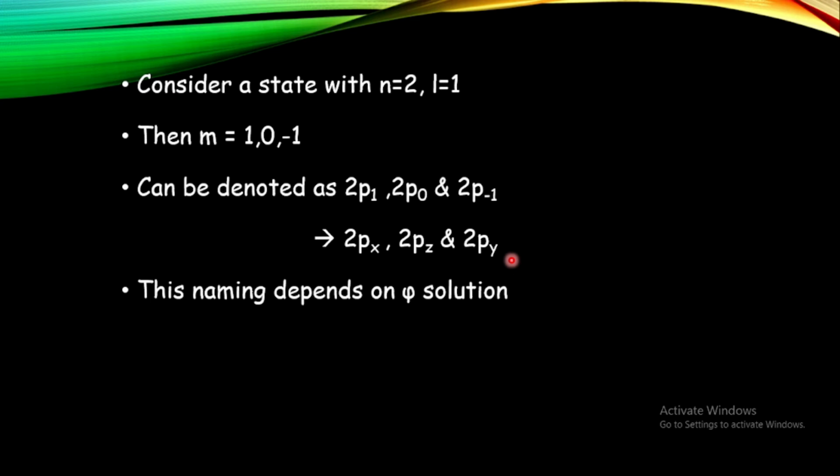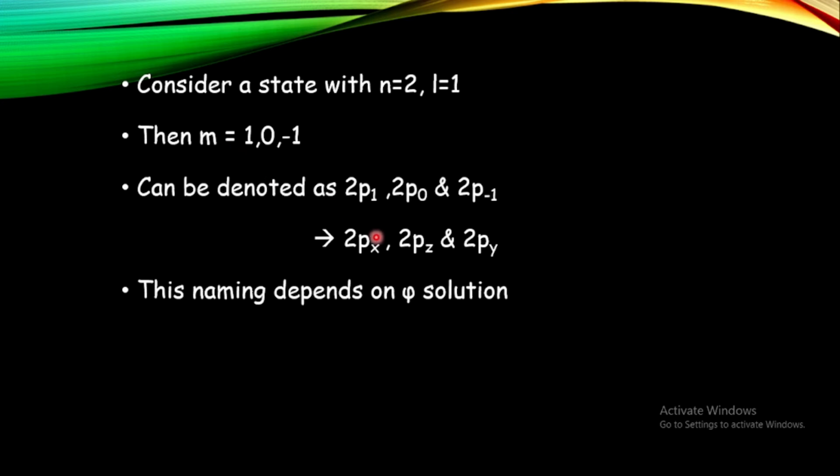For that, we need to understand the phi solution. When we were studying the particle in a spherically symmetric potential, we solved for the solution of the phi equation. We saw that the solution of phi is some constant times exponential of plus or minus i m phi, and that m is nothing but the magnetic quantum number.